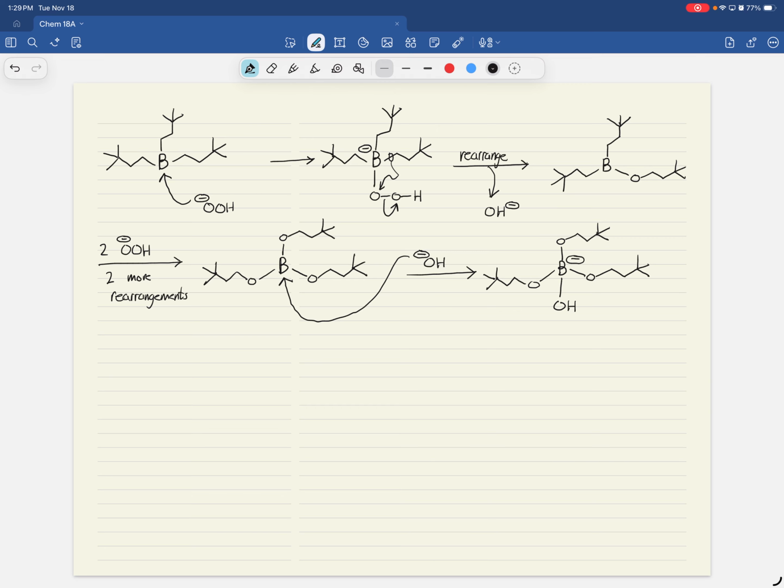So boron with three groups, neutral. But if it has four groups, negatively charged. Okay? All right, so what happens here is that just one of these groups falls off because this boron is unstable. So this is going to get replaced by OH groups because the OH group is not really going to leave again. So the OH kind of forces all these alkyl groups to fall off. Okay? All right.